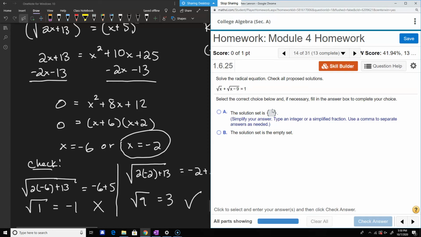This one's complicated. The reason it's complicated is because we have two radicals. So when you have two radicals, sometimes you have to square the equation twice. How do you know which radical to isolate if you're going to have to square the equation twice? Usually you want to isolate the more complicated of the two. Does that make sense? So which is more complicated, the square root of x or the square root of x minus 9? The square root of x minus 9.